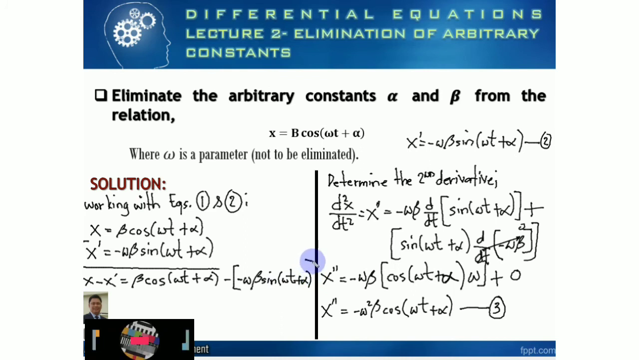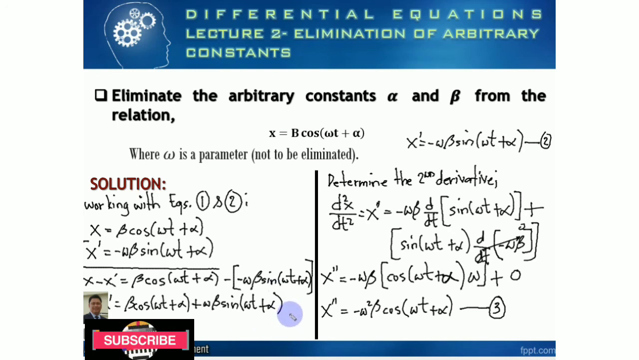Okay, so our x minus x prime is just equal to beta cosine of omega t plus alpha, then we have here plus omega beta sine of the quantity omega t plus alpha. Okay, so we can denote this one as our equation 4.